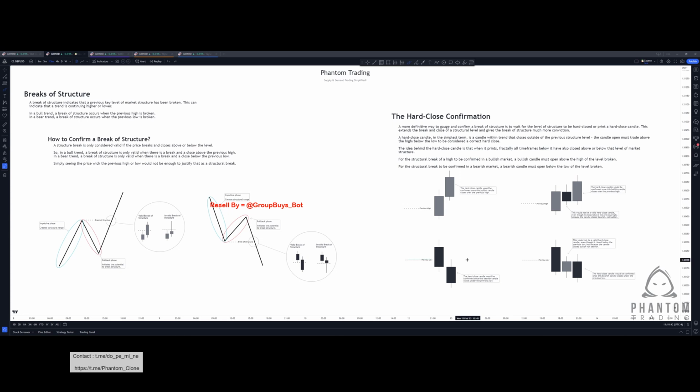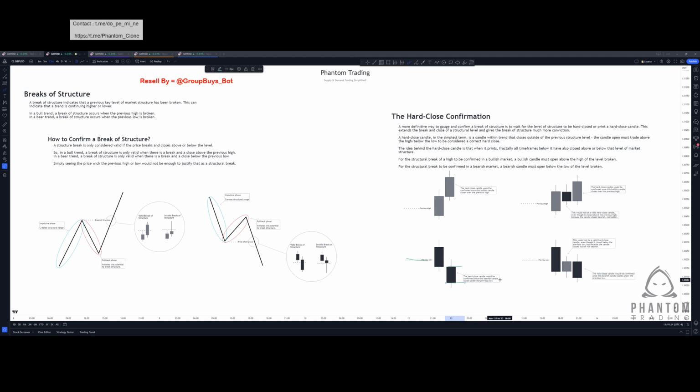If we want to confirm it with a hard close candle, we would wait until we see a candle open below the previous low and also close below the previous low, and most importantly is still a bearish candle. We want candle closures that are in line with the trend in which we are trading.